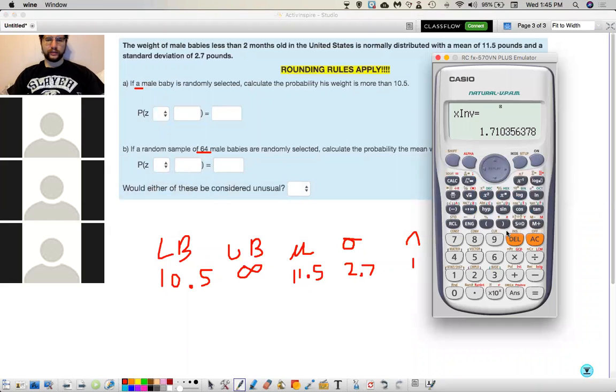So I'll start on the Casio. Normal CDF. Lower bound is 10.5. Upper bound is infinity. This time the standard deviation is 2.7. Do change it. And the mean is 11.5. And we get this probability of 0.64, and so on.